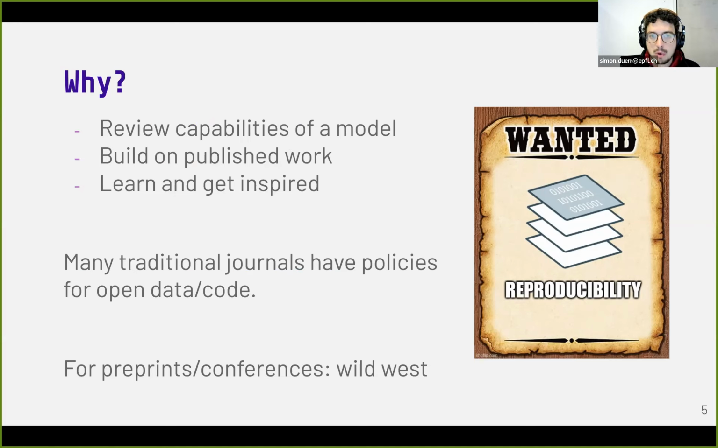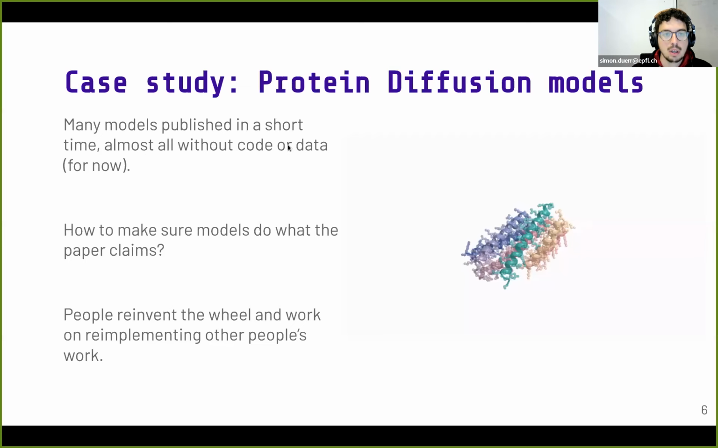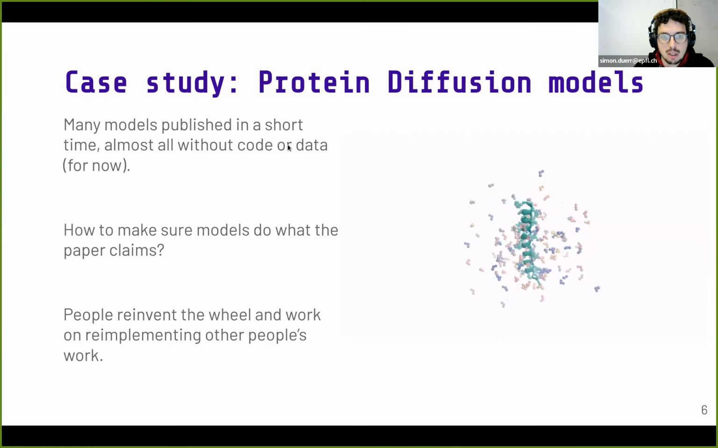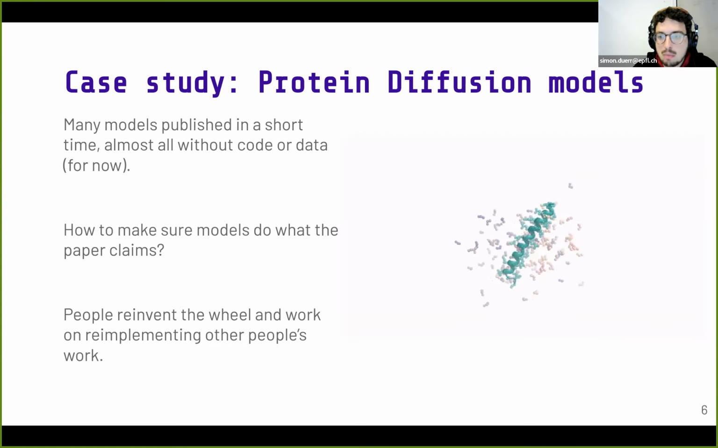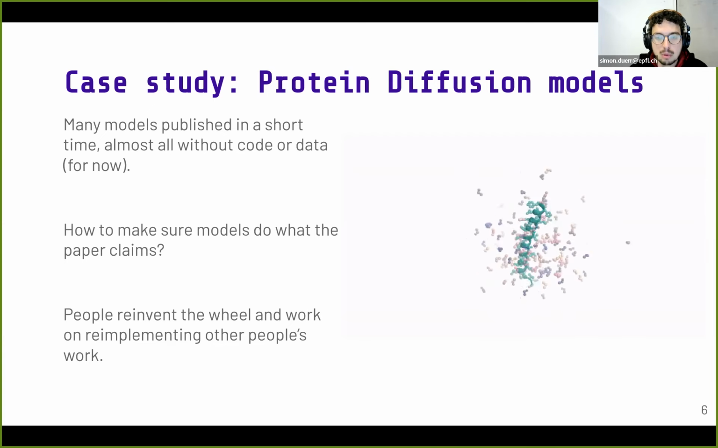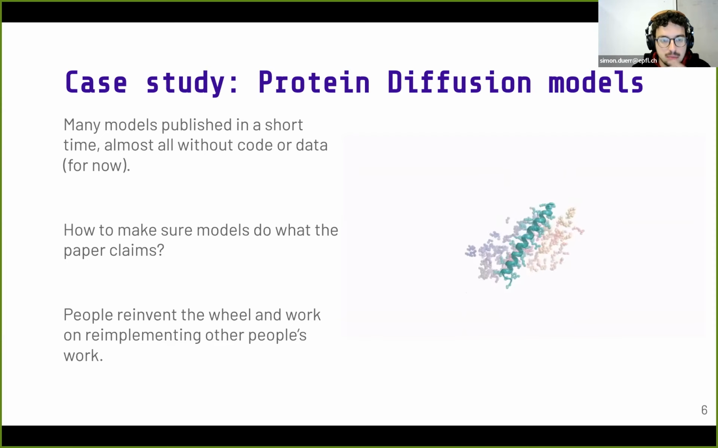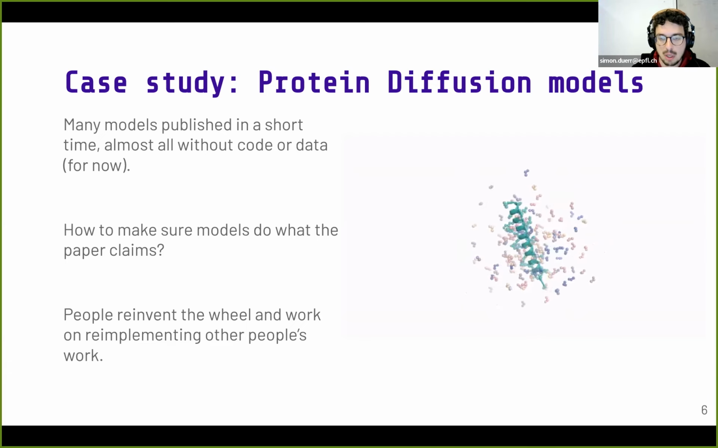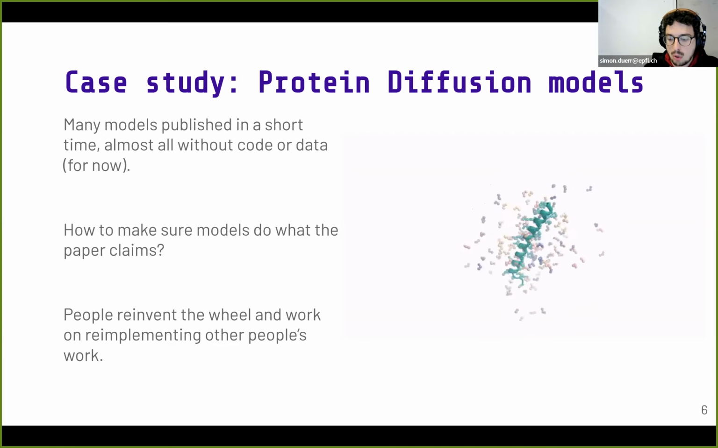If you look at what most traditional journals do, nowadays they have policies for open data and code. But if you look at the protein ML field, a lot of people publish preprints or just in conferences, and it's pretty much a Wild West. There are no good standards of what to publish, when to publish it, and so on. We've really seen this, for example, with these protein diffusion models. A few papers came out in very rapid succession, but most of them didn't have code available. They still don't. And it's really hard to know what the models do if you don't have the code available, because you can reinvent it or use the description in the text to try to reprogram it, but that's hard and also takes a lot of time. So it would be quite a lot easier if people would put code online.